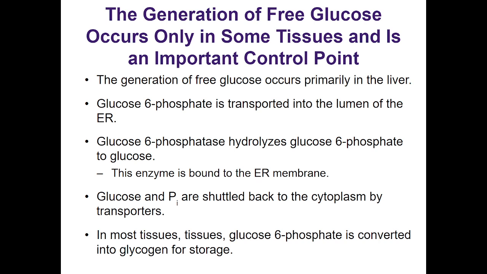The generation of the free glucose is going to occur primarily in the liver. The glucose 6-phosphate is going to be transported into the lumen of the ER. The glucose 6-phosphatase is going to hydrolyze the glucose 6-phosphate to glucose. The enzyme is going to be bound to the ER membrane, in fact.